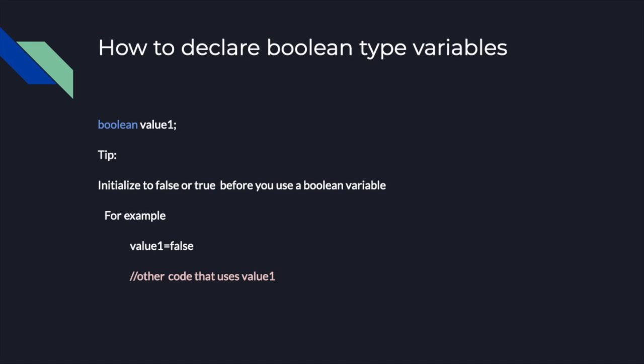So how do we declare Boolean type variables? The same way we declare all variables. We start with the type, then what we want to name the variable. So Boolean value 1. Now here's a little tip: initialize it to true or false before you use a Boolean variable because it's just better programming practice, in case you don't put a value in later. For example, value 1 is equal to false, and other code that uses value 1.